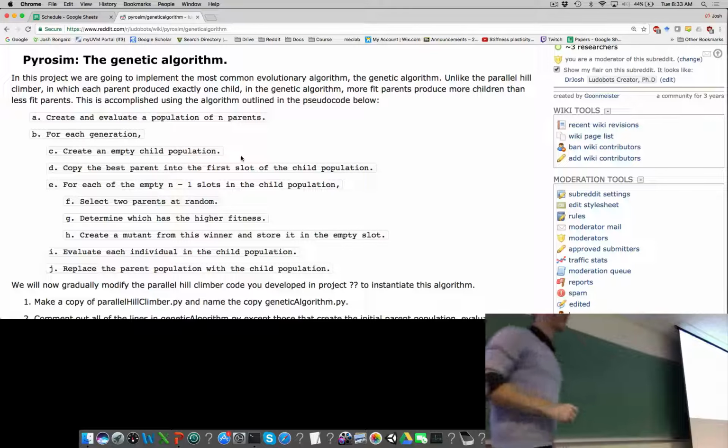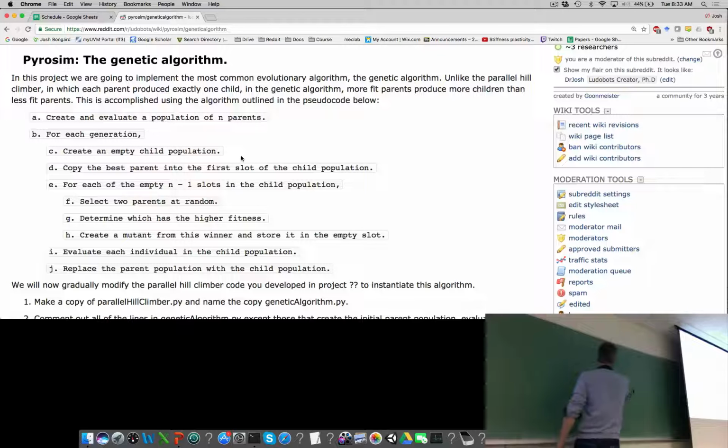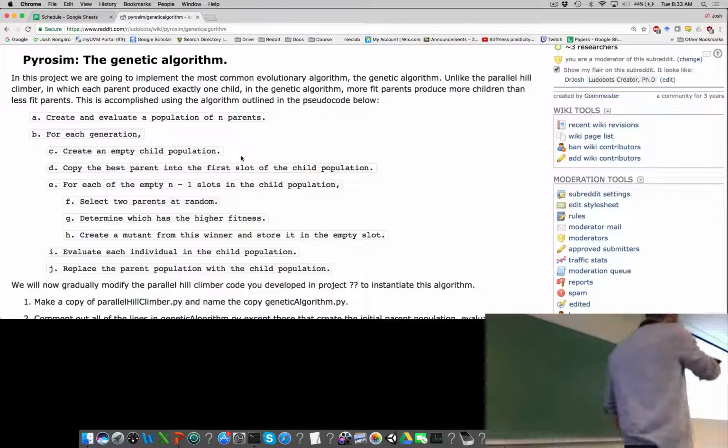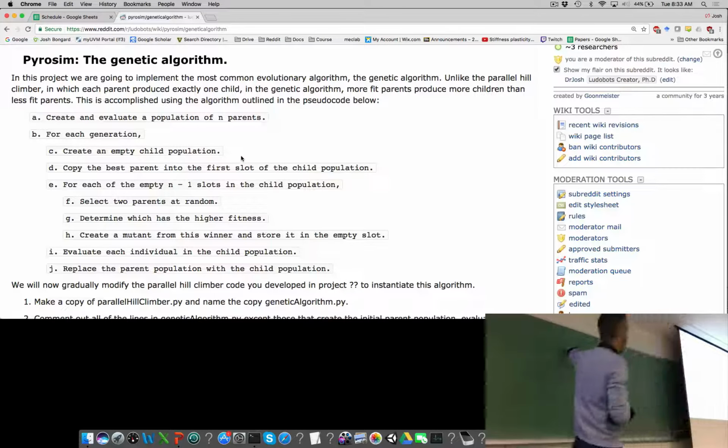We're going to then create a second population. At the beginning, this population is empty. We're going to fill this with children produced by the parents. So we're going to start in step A to create and evaluate all of the parents, and then we're going to repeat a number of generations like before. So step C, create an empty child population.